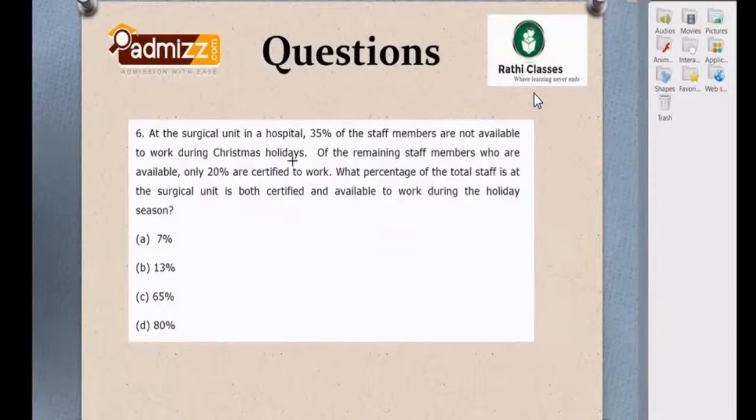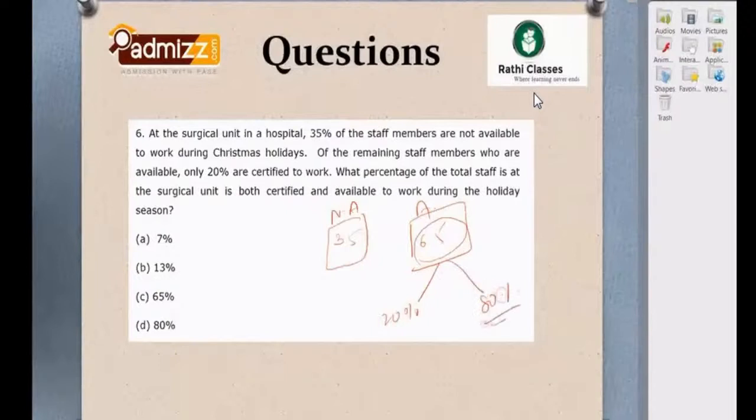It has been asked, at the surgical unit in a hospital, 35% of the staff members are not available to work during Christmas holidays. So imagine if you have 100, that means you need to categorize these two things in your mind, that 35 and 65. 35 are the number of people who are not available, while 65 are the number of people who are available. Of the remaining staff, remember, that means we are talking about 65, only 20% are certified to work. That means in this 65, only 20% are certified to work, the remaining 80% are not certified to work. What percentage of the total staff at the surgical unit is both certified and available?